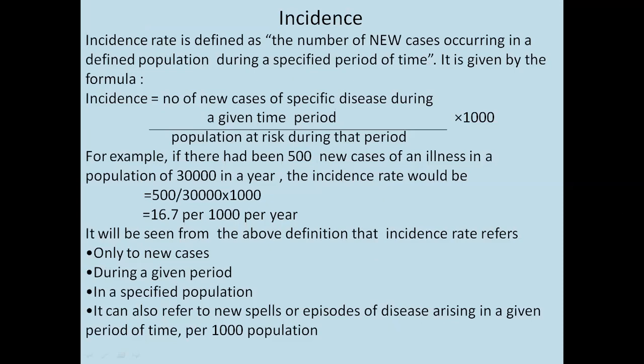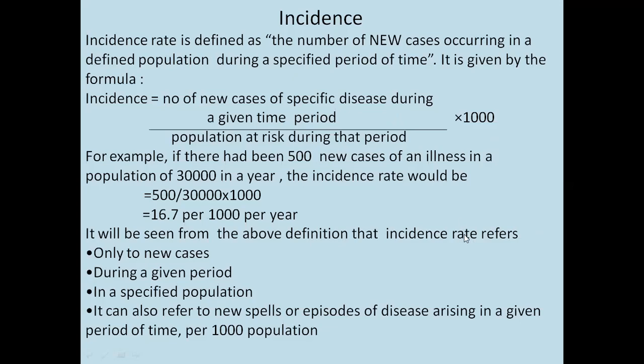Now the incidence. These were the rates of mortality, which I have discussed. Now incidence and prevalence come under morbidity. Incidence rate is defined as the number of new cases occurring in a defined population during a specific period of time. It is given by the formula: number of new cases of a specific disease during a given time period divided by the population at risk during that period, into 1000.